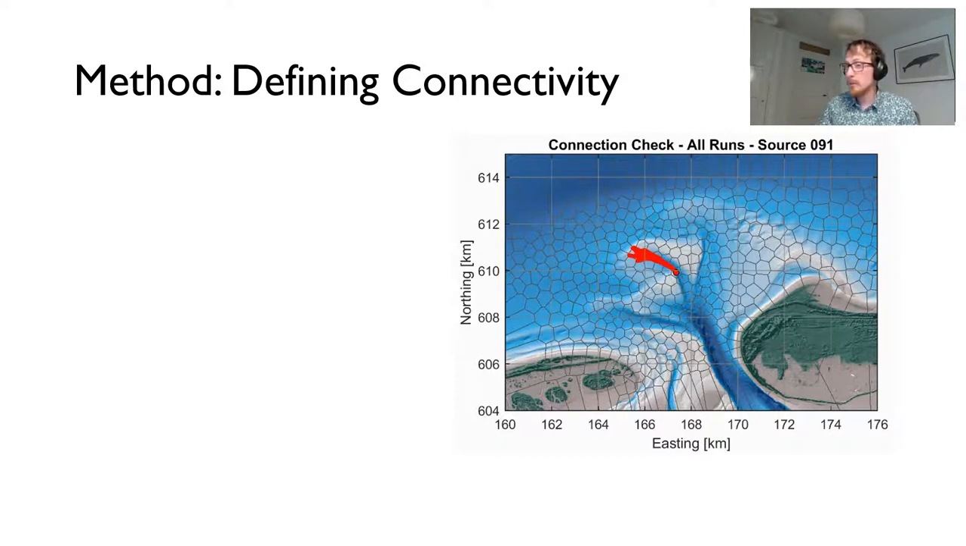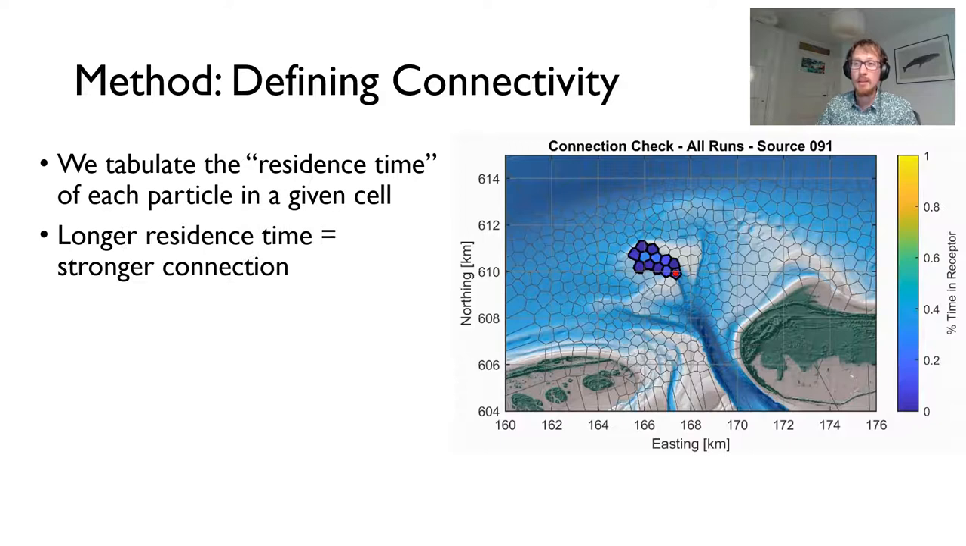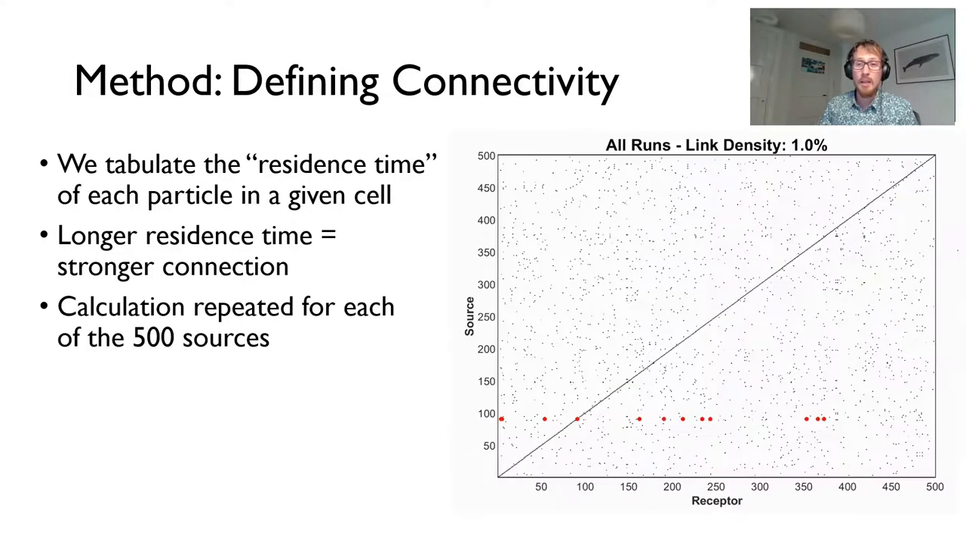Now, first step to doing this is to tabulate the amount of time that each particle spends in a given cell. And this is used to indicate the strength of the connection. So basically, the longer a particle spends in a given cell, the stronger the connection is there. That gives us one line in this great big matrix, which shows sediment coming from a given source to a given receptor. We then repeat this calculation for all 500 source locations in order to populate our network.